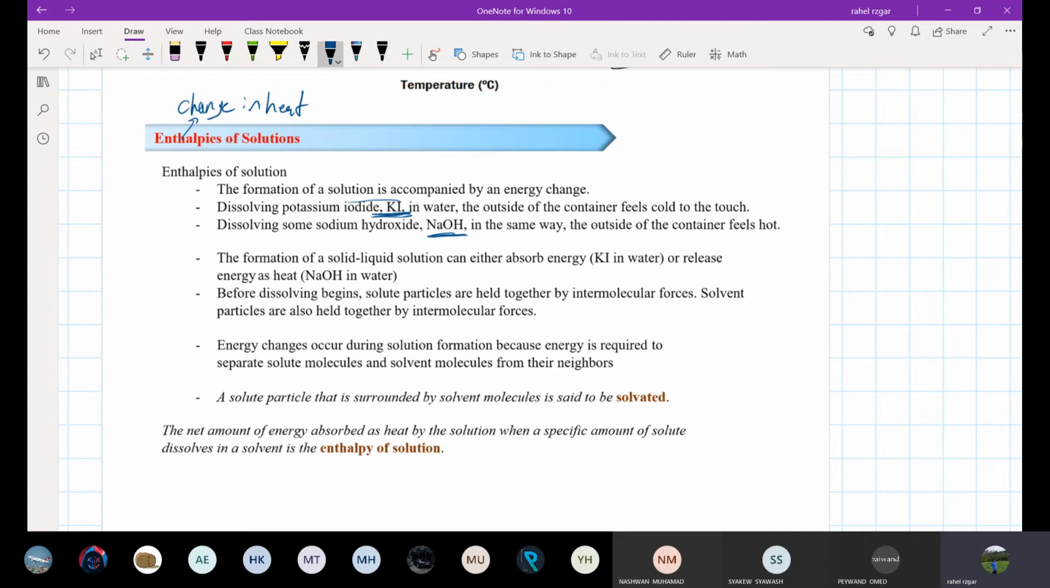The skin feels cold to touch. Dissolving some sodium hydroxide in the same way, the outside of the container feels hot. NaOH is an ionic compound. It feels hot. So what is happening here? When it feels hot, it means that temperature is increased. When it feels cold, it means that the temperature during the solution is decreased. It changes the temperature and forms these hot and cold solutions.